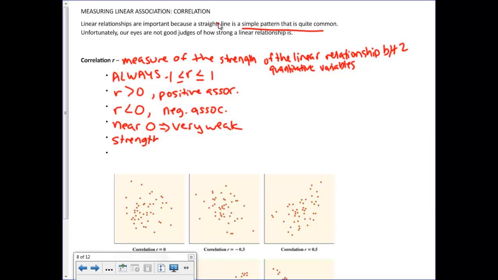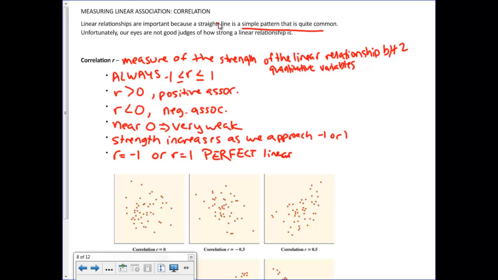The strength increases as we approach negative 1 or positive 1. And if R equals exactly negative 1, or if R equals exactly positive 1, that's a perfect linear relationship, which is very rare, that every point would lie on the exact same line. But if R is exactly negative 1 or positive 1, it's a perfect linear relationship.